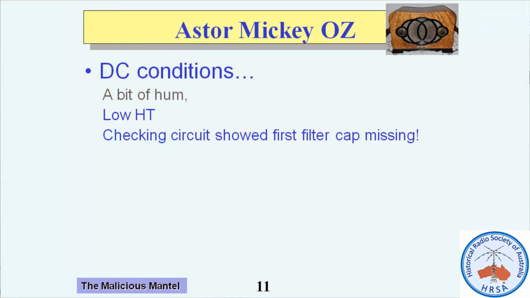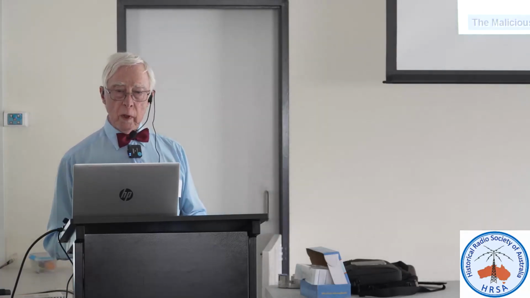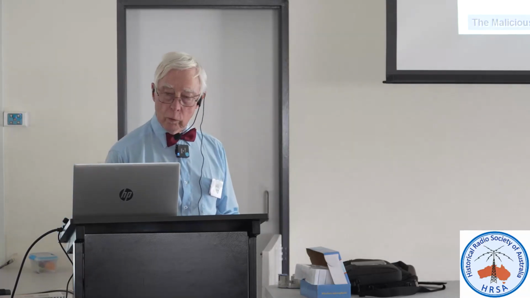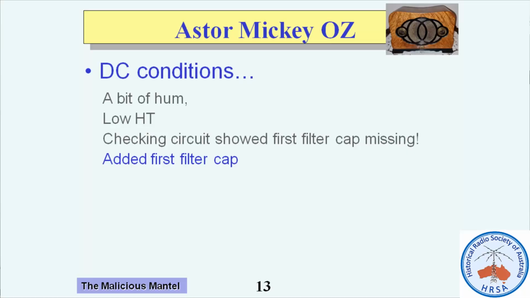But I did find the first filter capacitor wasn't even there. The second one had been replaced with a new one. The first one, there, who cares? So the first thing I found was the first filter capacitor, which is C22 on the circuit, wasn't even there. So putting that in brought up the HT to what I expected it should be. Added first filter cap. Then I found I had low back bias at the output grid.